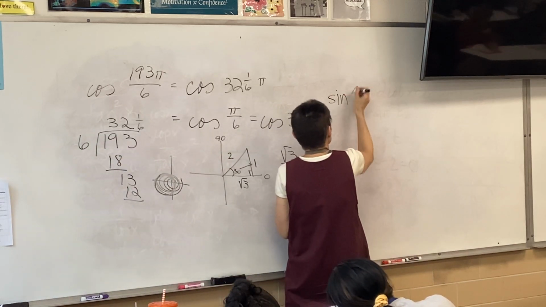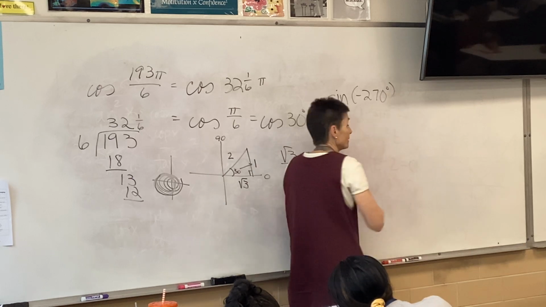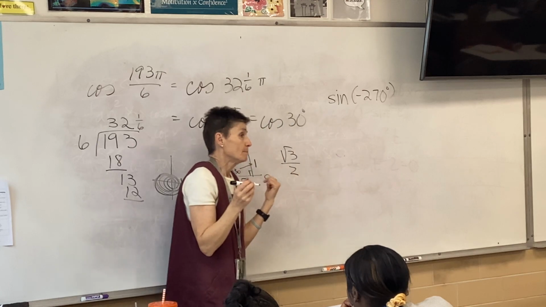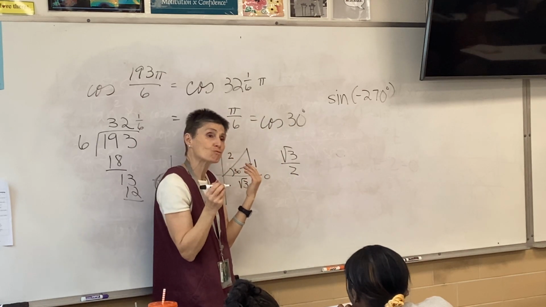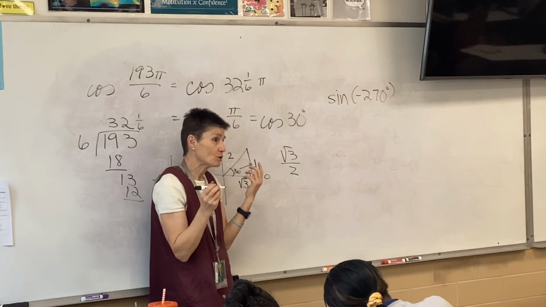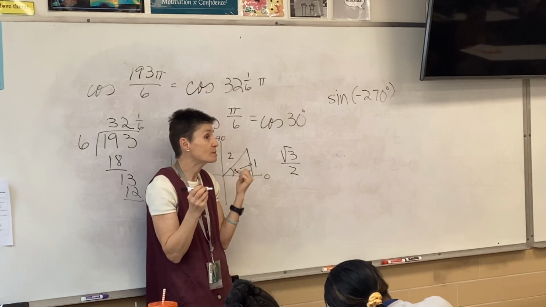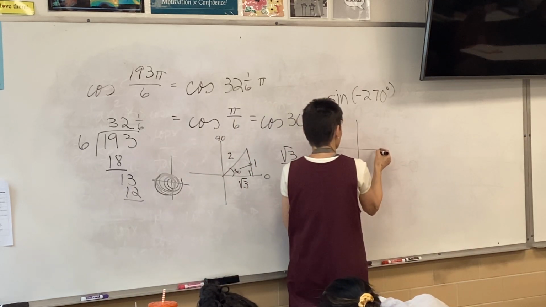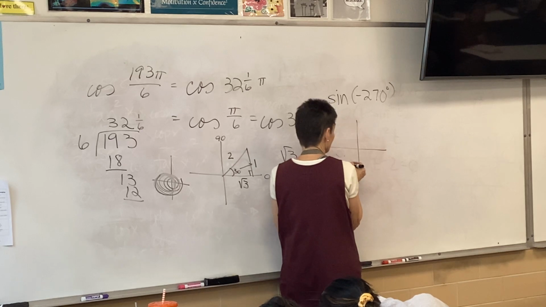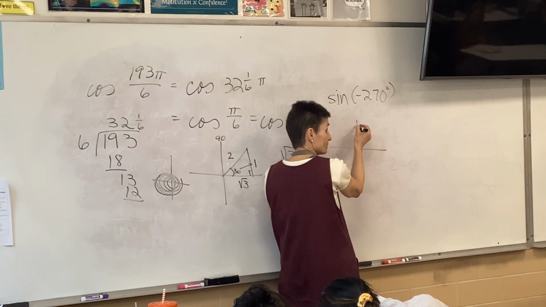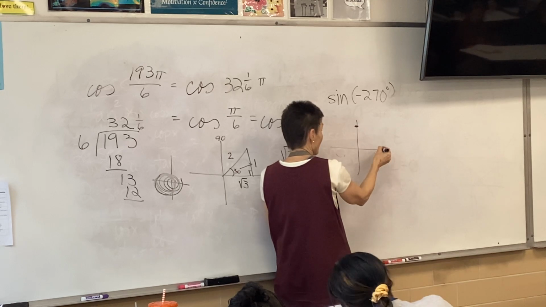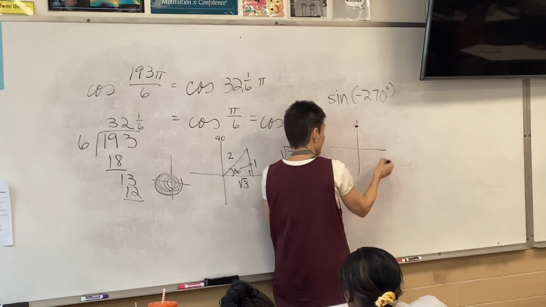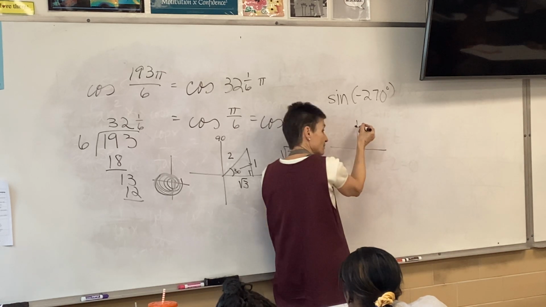The next problem is almost exactly the same thing, only it's much easier, at least to start. Where is negative 270? If I'm going to draw this angle, where am I going to draw negative 270? Wouldn't it be right here? Remember, every negative means you go down, and every quadrant is 90. So negative 90, negative 180, negative 270.